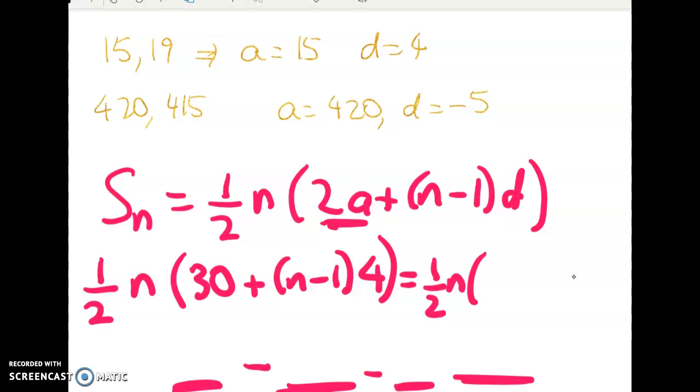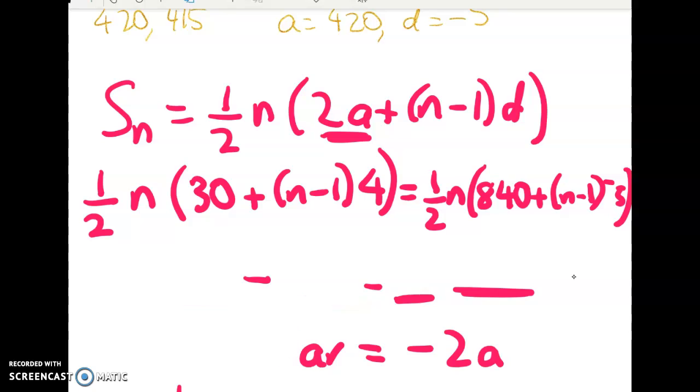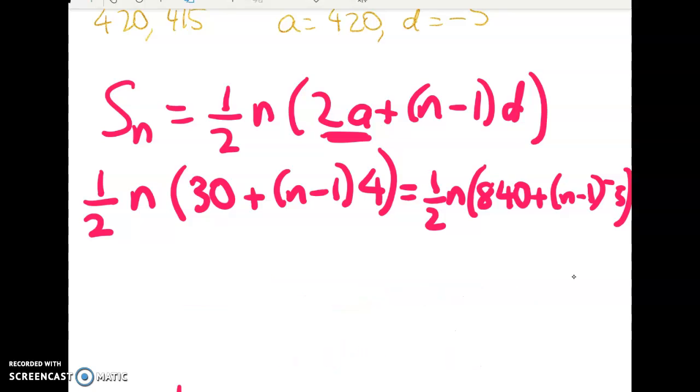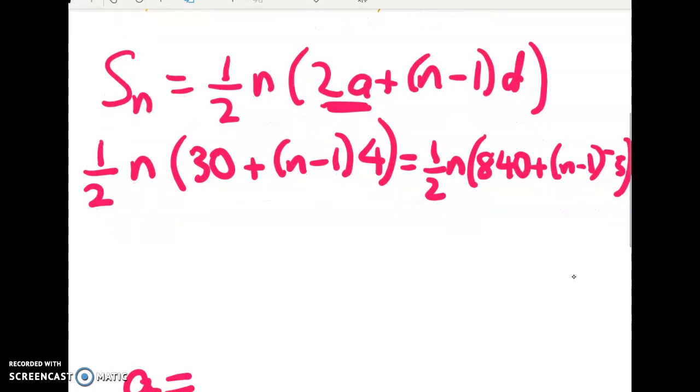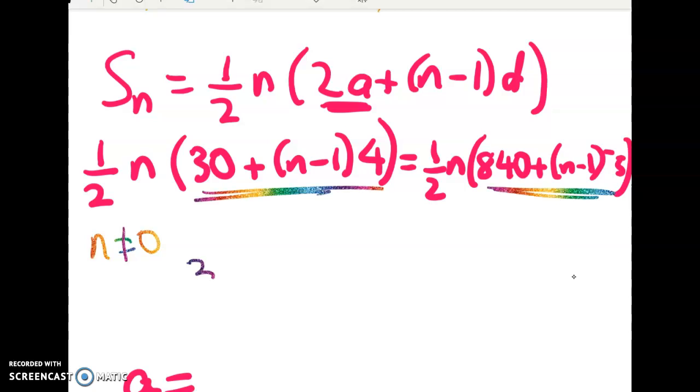So 2a will be 840, plus n minus 1 times negative 5. Now that's very badly written out. I'm going to change my pen. I can feel some of you going, why is she doing this erasing thing as she goes? Because I didn't organise this very well. Now n is not equal to 0, so I can divide both sides by half n. That leaves me with this bit and this bit. So I get 30 plus 4n minus 4 is equal to 840 minus 5n plus 5.